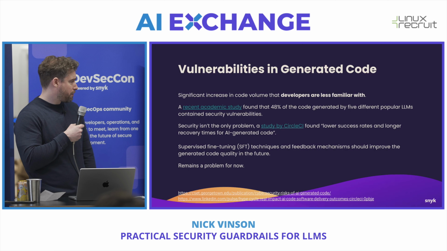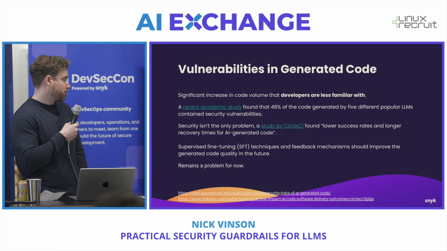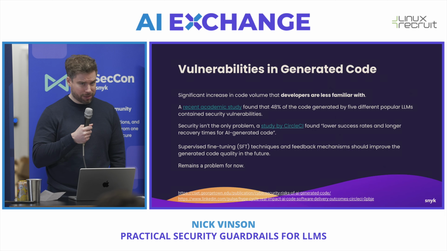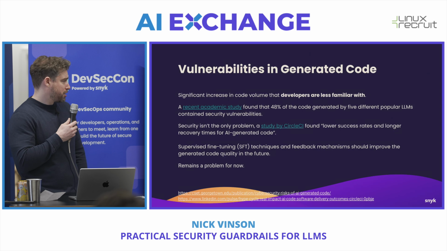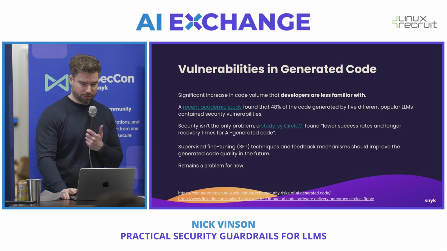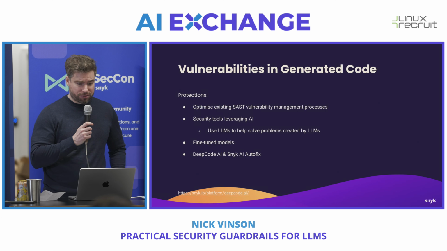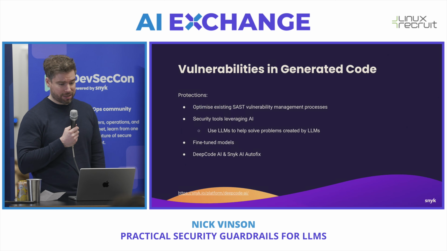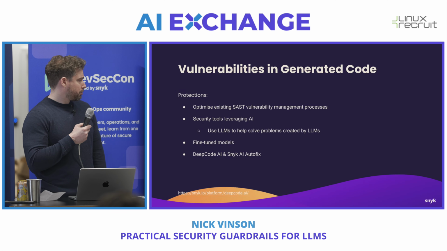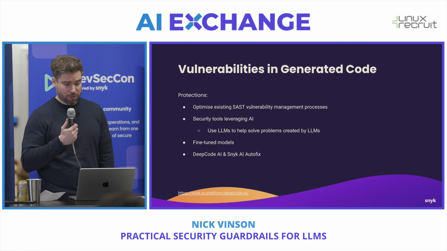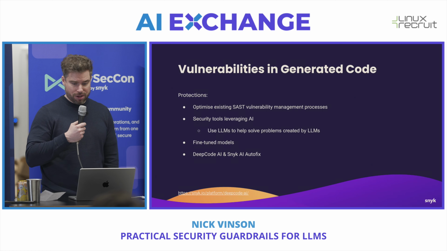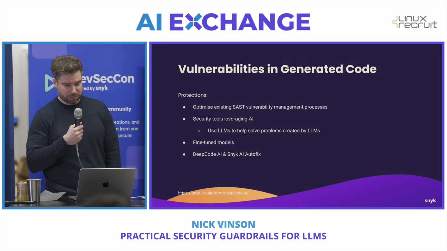A study by CircleCI found that there's lower success rates and longer recovery times for AI-generated code. I think longer term, this should be a problem that can be solved by supervised fine-tuning, including the feedback mechanisms. But for the time being, it remains a problem that we need to address. Looking at what protections are available, I think the first and simplest thing is optimizing your existing automated testing and SAST remediation activities. If your teams are overwhelmed with SAST vuln management before using AI code assistants, the problem's only going to get worse.